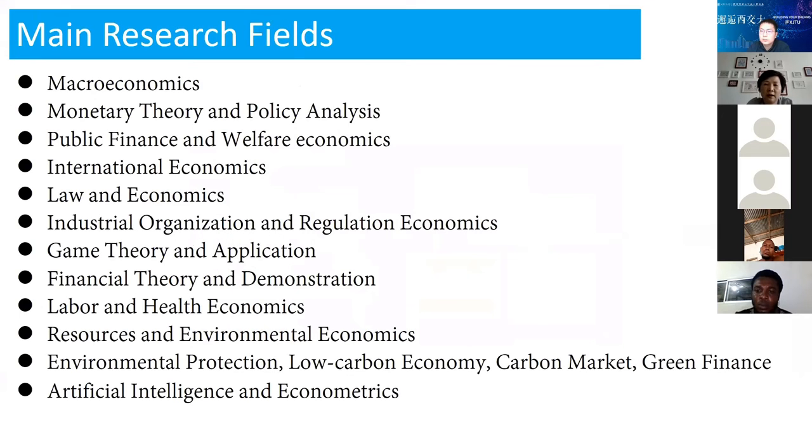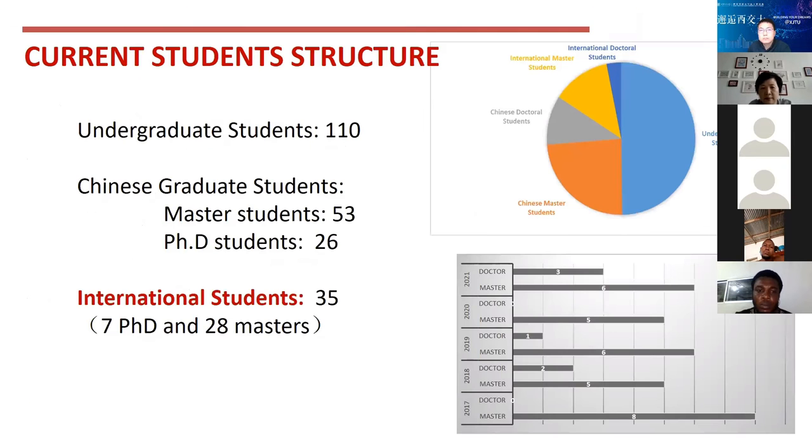So I can conclude our main research fields as macroeconomics, monetary theory and policy analysis, public finance and welfare economics, international economics, law and economics, IO and regulation economics, game theory and application, financial theory and demonstration, labor and health economics, resource and environmental economics, environmental protection, low carbon economy, carbon market, and green finance. And recently we added some new topics like AI and econometrics.